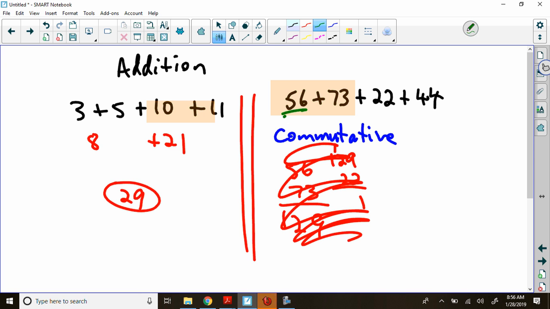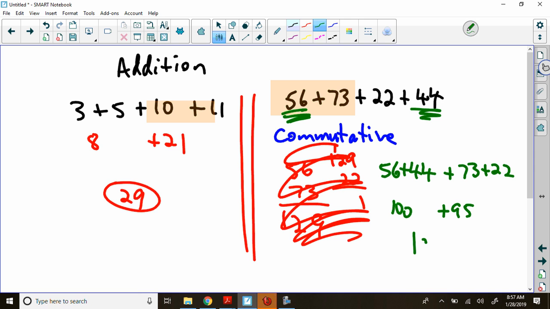If we can recognize that 56 and 44 collectively make 100, it's going to make this problem a lot easier to do if we apply the commutative property. 56 plus 44 is 100, plus 73 plus 22. 73 and 22 is going to make 95 more, and it's 195.